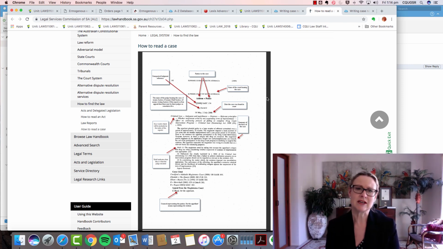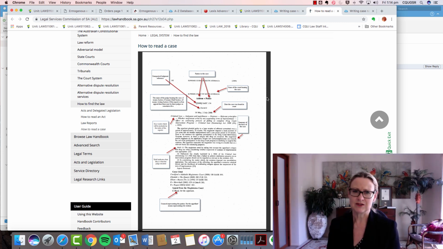It's important that we get our heads around how to do a case note because you'll be using them all the way through your degree studies, in fact most of your professional life I would suspect. And so you need to know that you're doing them well.